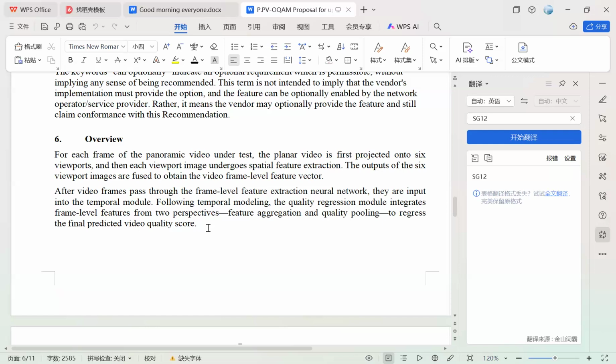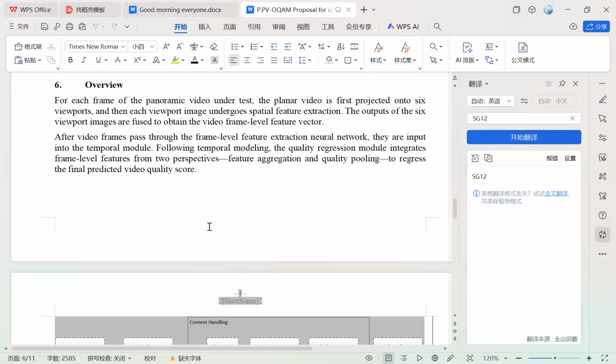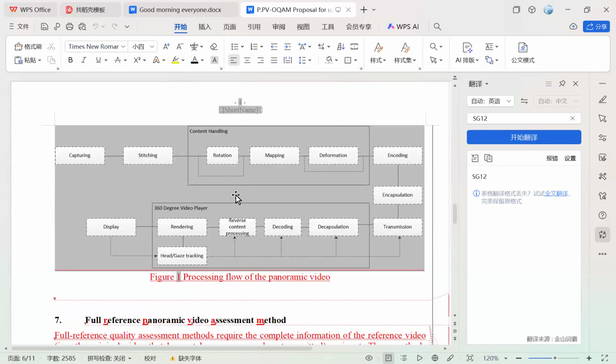For each frame of the panoramic video under test, the planar video is first projected onto 6 viewpoints, and then each viewpoint image undergoes spatial feature extraction. The outputs of the 6 view images are fused to obtain the frame-level feature vector. After the video frame passes through the frame-level feature extraction neural network, we input it into the temporal model. From the temporal model, the quality regression module integrates the frame-level features from two perspectives, feature regression and quality pooling, to regress the final predicted video quality score. And in section 6, we also give Figure 1.